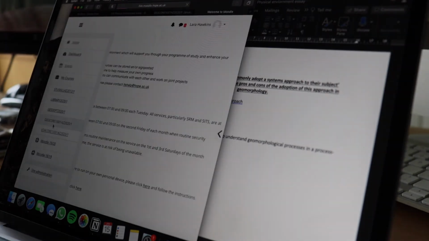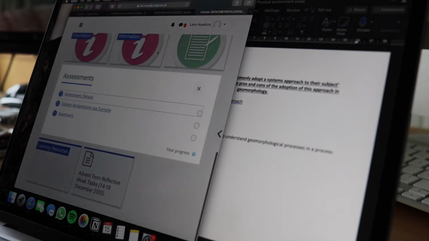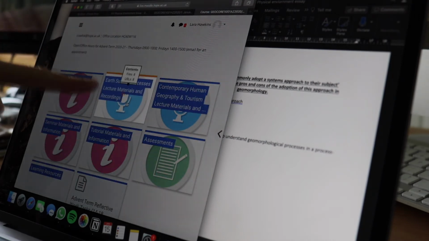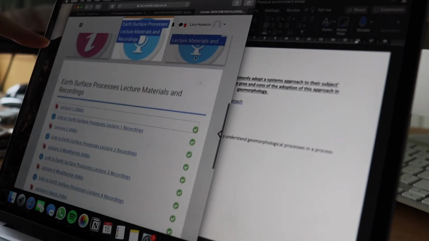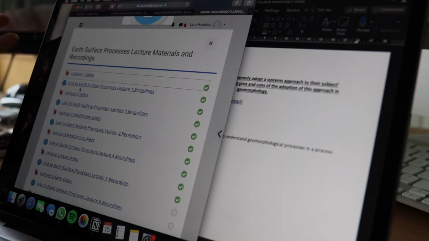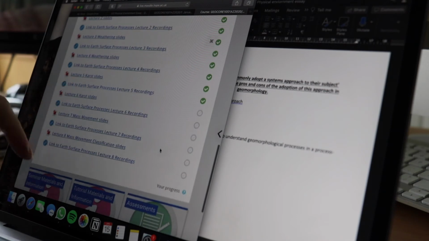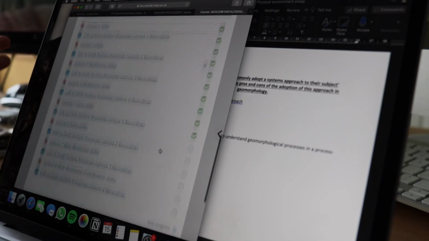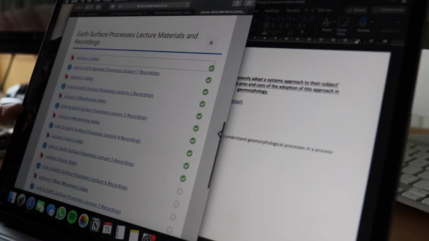This is called Moodle. This is how I get access to all my university work. So this is the lecture series. It's called Earth Surface Processes, Lecture, Materials and Recordings. So we have the lecture slides and the audio recording. As you can see, I've still got a few to do. I'll kind of watch them as it goes. So he's saying you need to refer to the first few lectures in this essay.